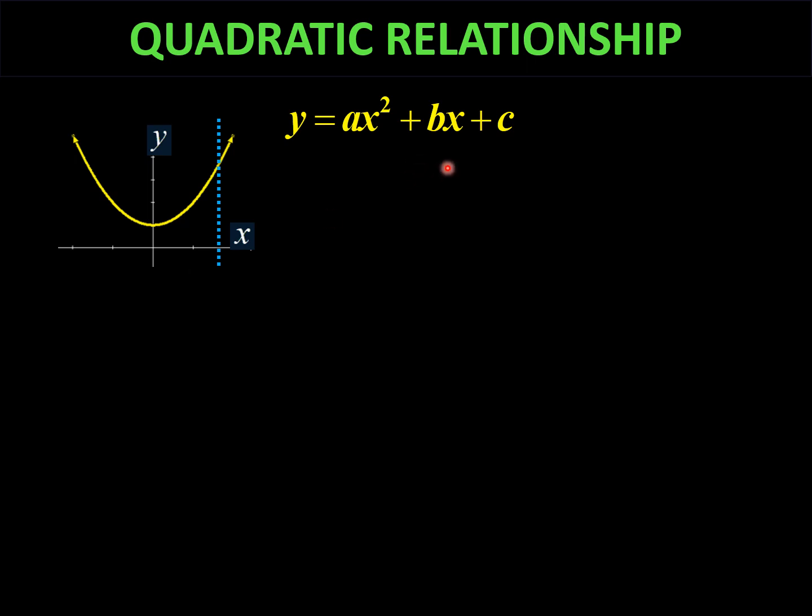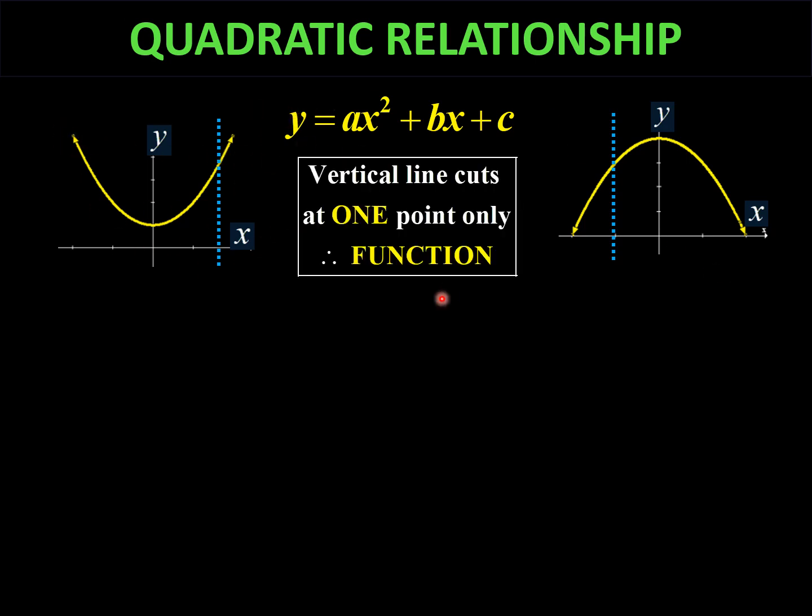Let's take the case where a is less than 0. So we have this shape there. Let's apply the vertical line test. Always cuts once as well. So this quadratic relationship represents a function.